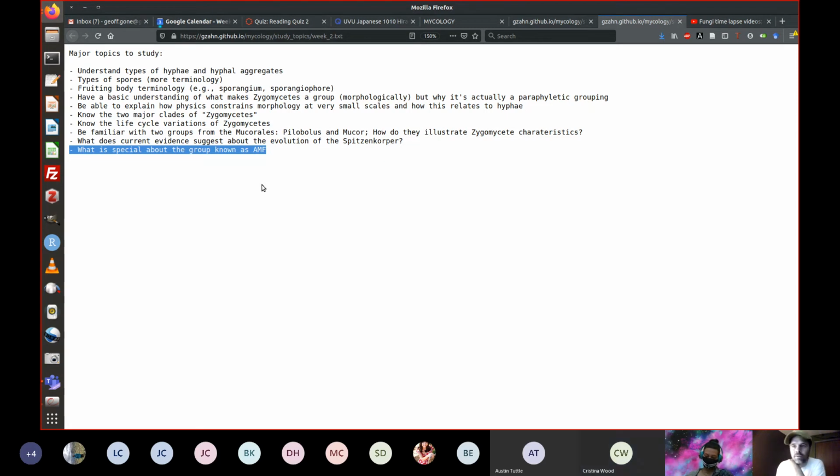Arbuscular mycorrhizal fungi is the name for them. They used to have their own phylum, but we now know that they tree out within what we call the zygomycetes. So they get their own thing in the zygo group. But they don't make zygospores, which is why we didn't think they were zygomycetes.